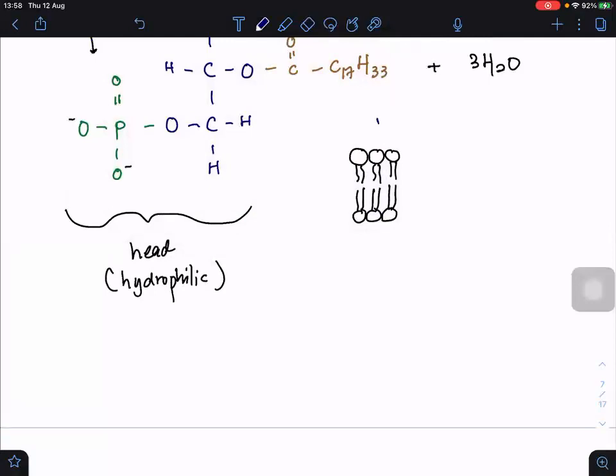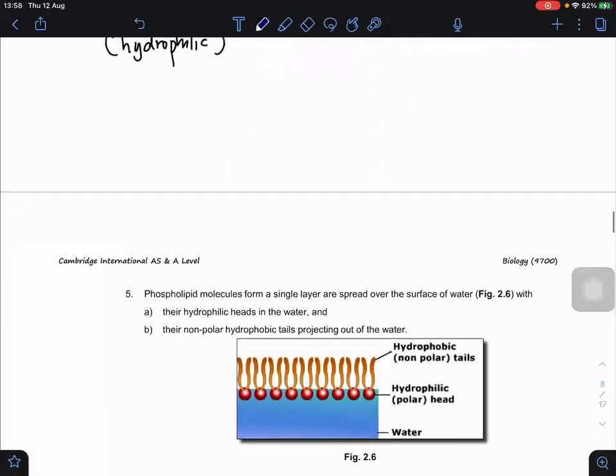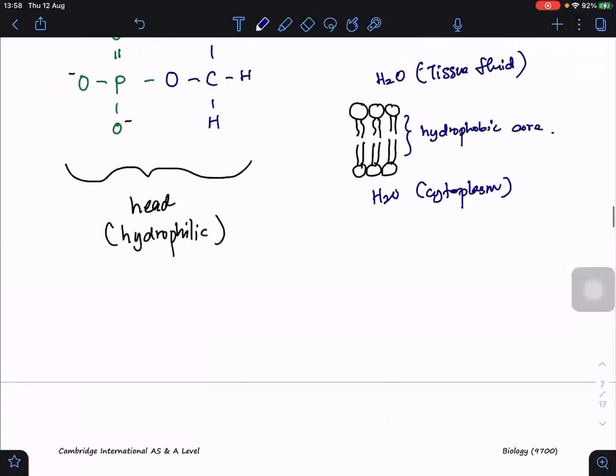So you have H2O here, water molecules, for example tissue fluid, and here, cytoplasm. And this one is the internal hydrophobic core, which acts as a barrier for charged and water-soluble molecules. Okay, with this I stop for the phospholipid molecule.